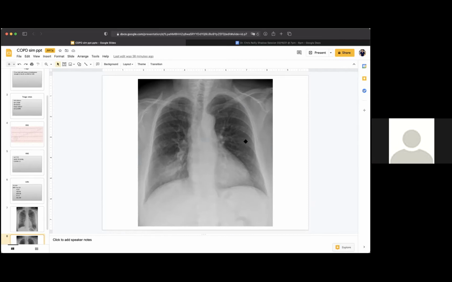So this X-ray, what it's showing is this right here. And this is an infection. This is basically pus filling up the airways, called pneumonia. And pneumonia is a very severe thing. And again, this infection is what made this person go into an exacerbation of COPD.